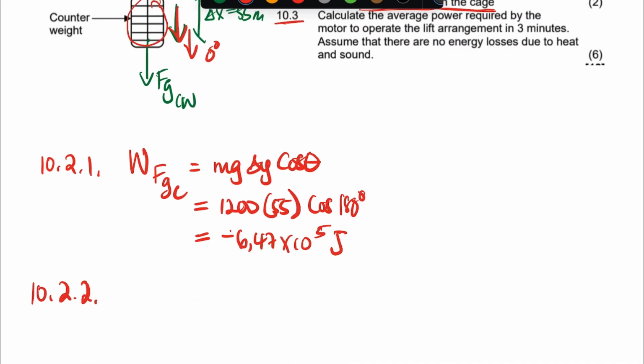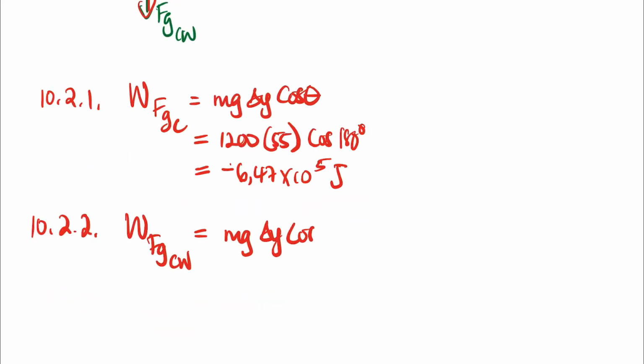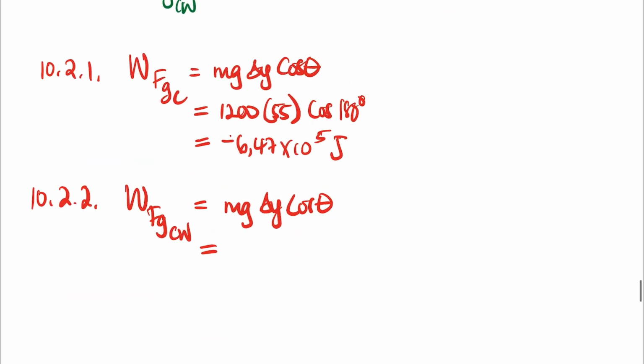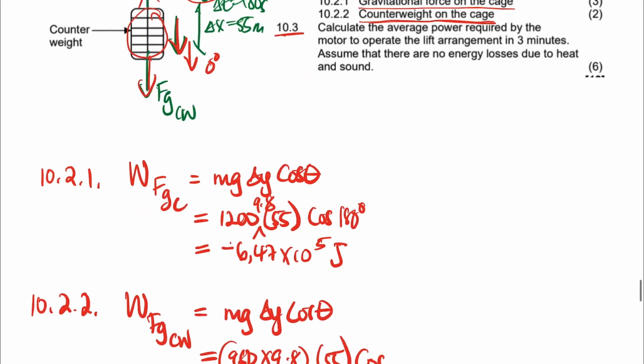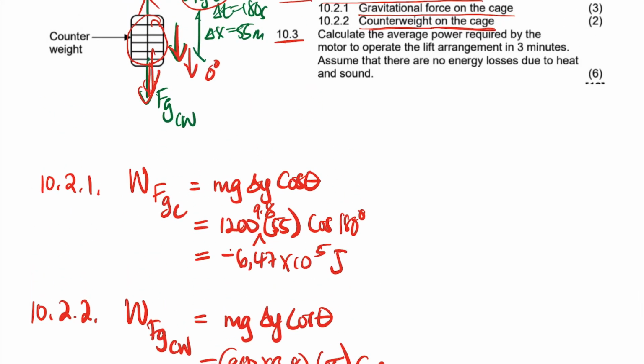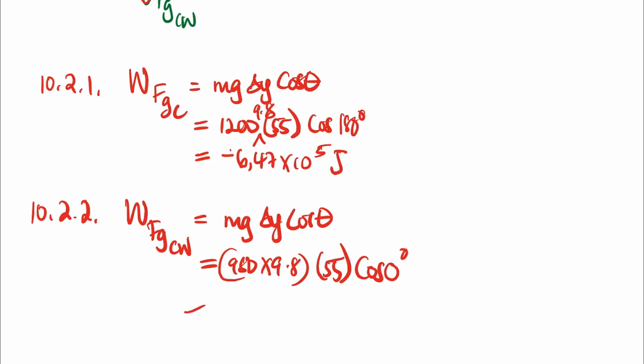Then 10.2.2 says calculate the work done by the counterweight. The counterweight has the gravitational force acting on it, so it's the work done by the gravitational force on the counterweight. It's going to be mg delta y cos theta. The counterweight mass is 950, times 9.8, and the displacement is 55. The counterweight is going down and the displacement is going down, so it's cos 0. So the answer there is 5.12 times 10 to the power 5 joules.